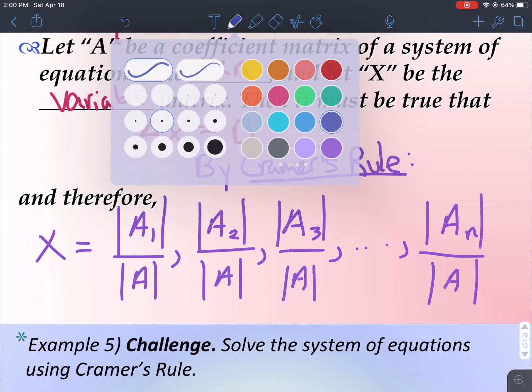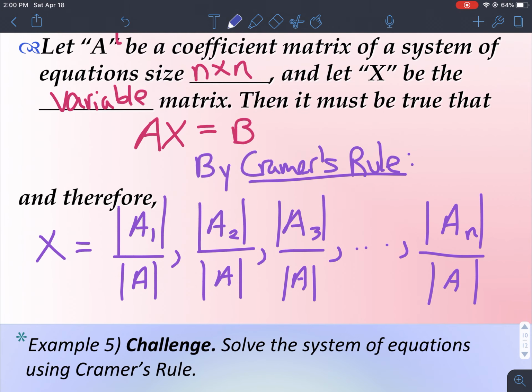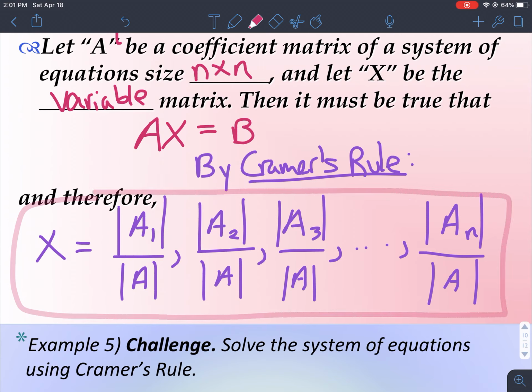All right, so remember this is a capital X, and in our solution, this is Cramer's rule right here. This really would be like A_X, A_Y, A_Z, A_W, A_U, however many variables we have. We can solve them all.